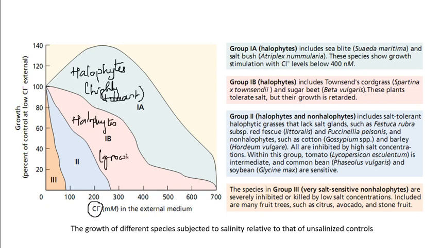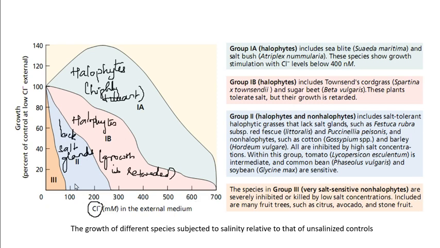See, the third case includes both halophytes and non-halophytes. It includes salt-tolerant halophytic grass which lacks salt glands. So these are also halophytes. I'm labeling it here, I'll just write: lack salt glands. So group 2 lacks salt glands.